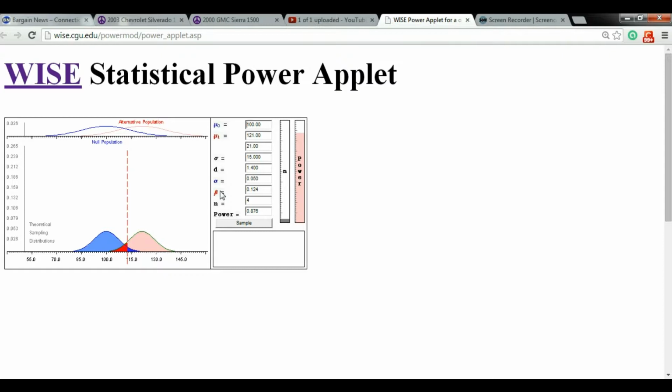Okay, so the players that we have in the game right now are power, and power's good. In this case, we reject the null when the null is false. Beta, type 2 error, is the probability of failing to reject the null when the null is false. And we have alpha, our rejection level, or what we call our significance level.